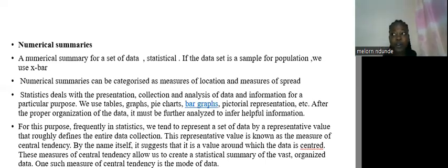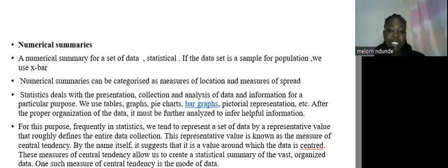Okay, so we have numerical summaries. Under numerical summaries, a numerical summary for a set of data is a statistic, and if the data set is a sample from a population, we use X bar. Mostly X bar is used in calculating the mean. The numerical summaries can be categorized as measures of location and measures of spread.